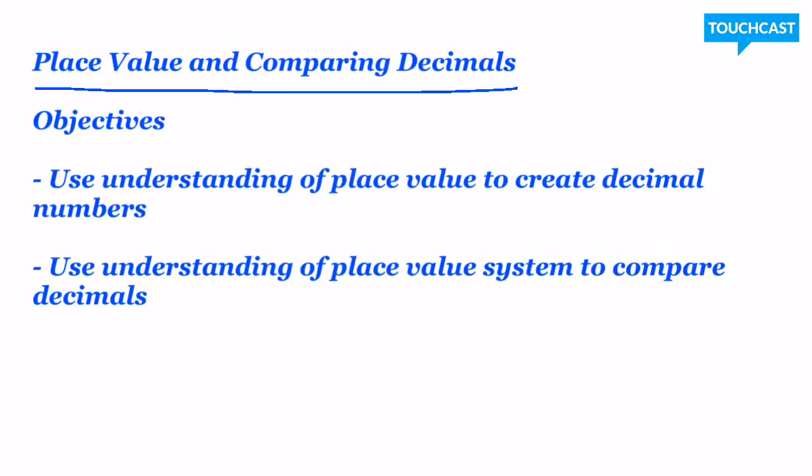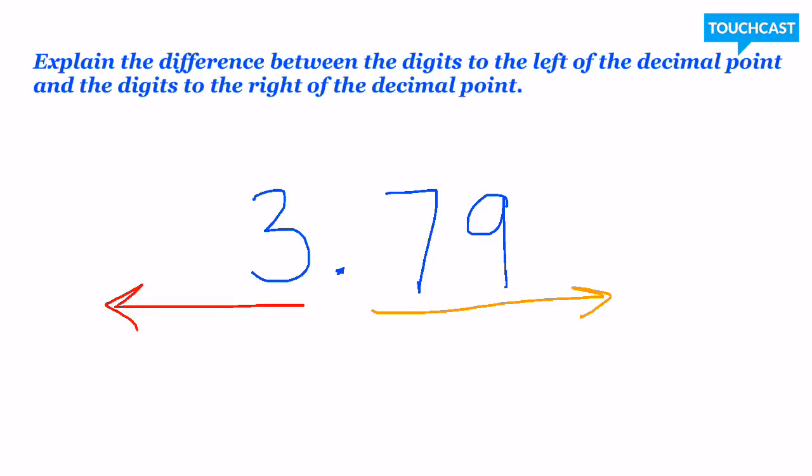Our objectives with this video are to use our understanding of place value to actually create decimal numbers, and then use our understanding of our place value system to be able to compare those decimal numbers. Before we really get into our new content, I want you to take a minute and explain to me in your own words what you believe the difference is between the digits to the left of the decimal point, that's with the red arrow pointing to the left, and what the digits mean to the right of the decimal point. Just take a second. Edpuzzle is going to pause and give you a chance to write a written response.